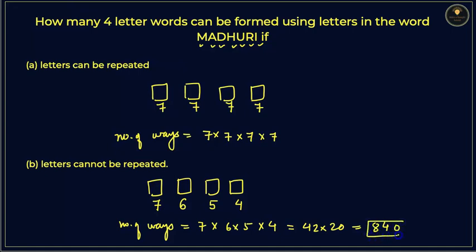So 840 ways is what you get when letters can't be repeated, and 7 to the power 4 ways can be taken when letters can be repeated. You can also find the 4-letter words with the help of a formula, which means that since we have 7 letters and we have to choose only 4 options, we will write it as equal to 7P4.